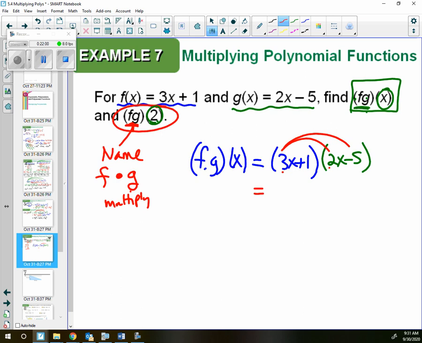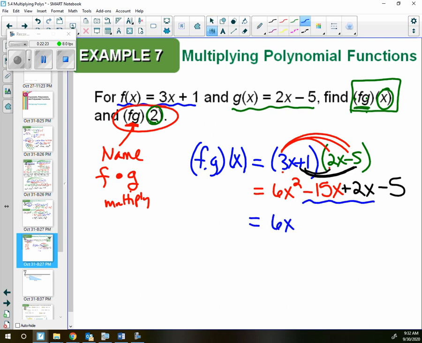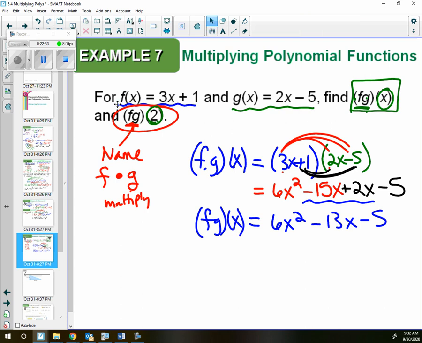So 2 times 3, that would be 6, and then x to the second. Outsides, 3 times 5 would be 15, and then x. And notice it's a negative, right, because we're multiplying a positive times a negative. And then insides and last, so we'd have a plus 2x and then a minus 5. So we'll go ahead and put our like terms together, these middle two. So we have 6x squared minus 13x minus 5. That would be f times g of x. Okay, so we have the rule. We could generate whatever we wanted to then. We just multiplied them together.